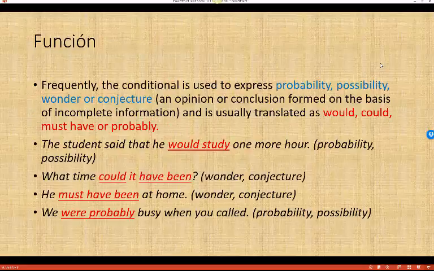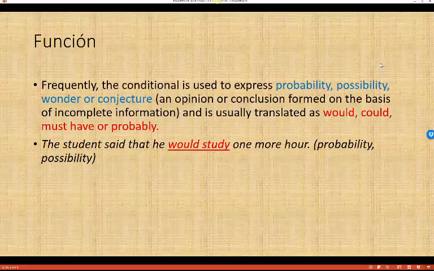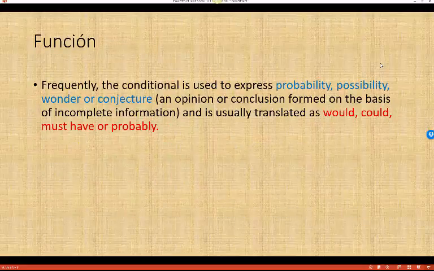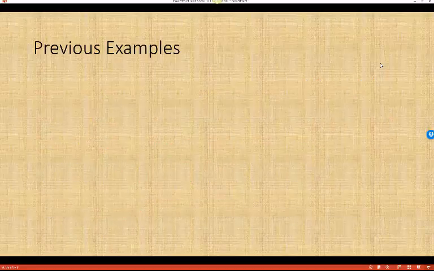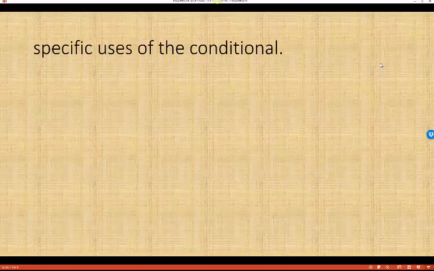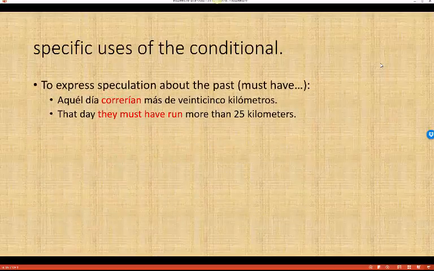So I'm going to go back real quick to really right here. The would, the could, the must have of something, or the probability of something happening. I'll move forward again. Okay, let's get into some more specific uses of it.